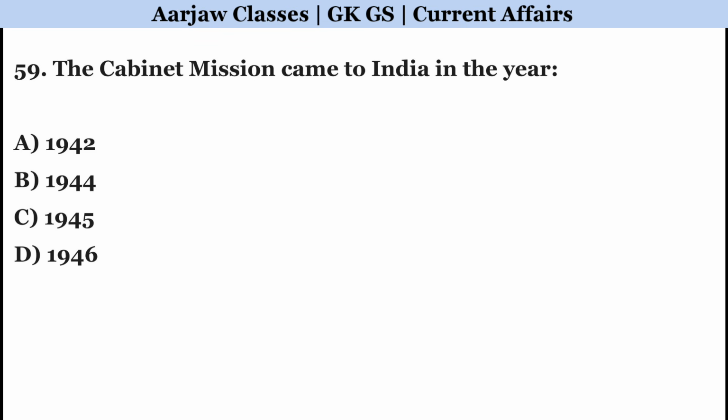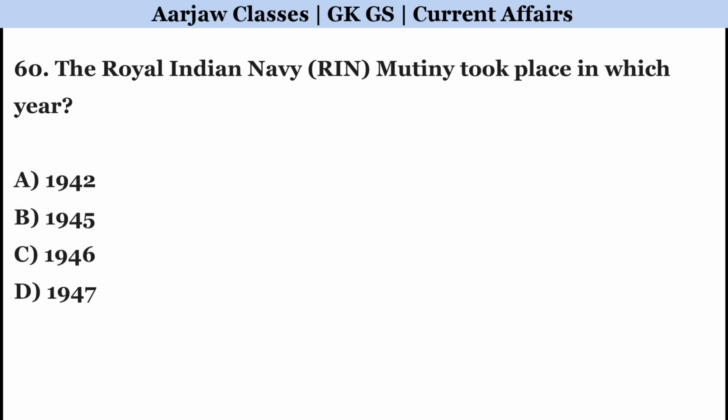The Cabinet Mission came to India in the year. Correct option is D. In 1946. The Royal Indian Navy mutiny took place in which year? Correct option is C. In 1946.